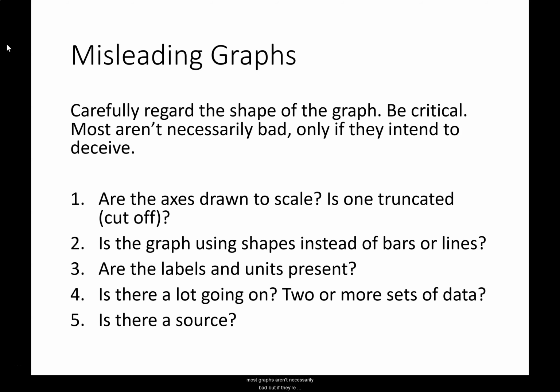Are the axes drawn to scale, or is one cut off? You'll see some examples here in a minute. Is the graph using shapes instead of bars or lines? Do we have a pictograph instead of a bar graph, a line graph, or a pie chart? Are labels and units given so that we are fully able to compare and understand what's going on in the graph? Are we comparing two or more sets of data? Do we have two vertical axes instead of just one? Is there a source provided so that we know where they got the data from? We'll take a look at some of these examples. Before we do, a mild disclaimer.